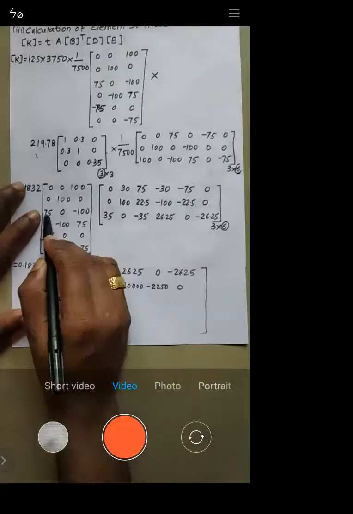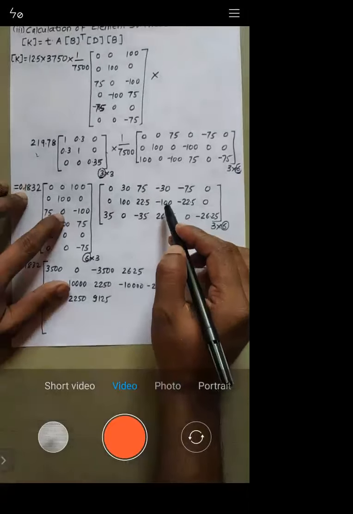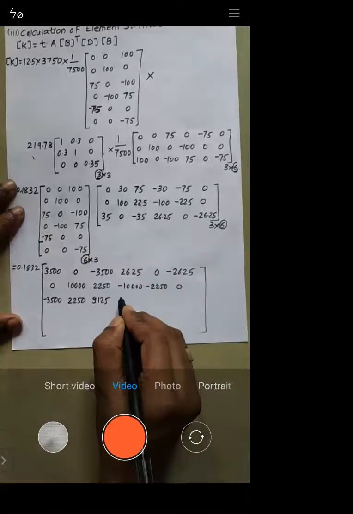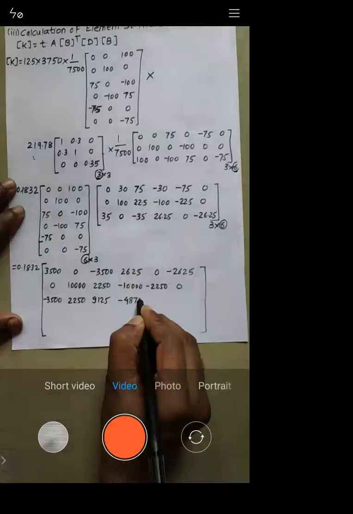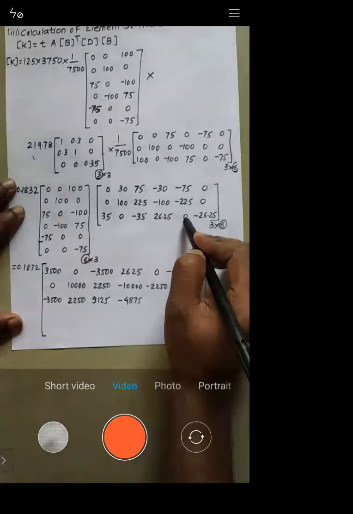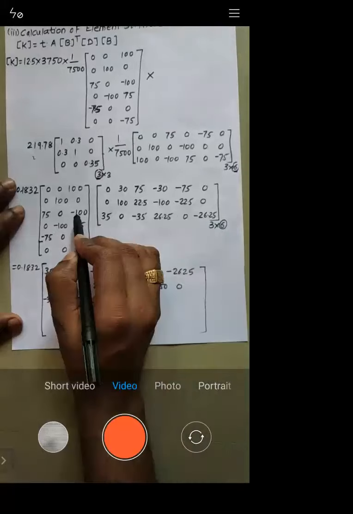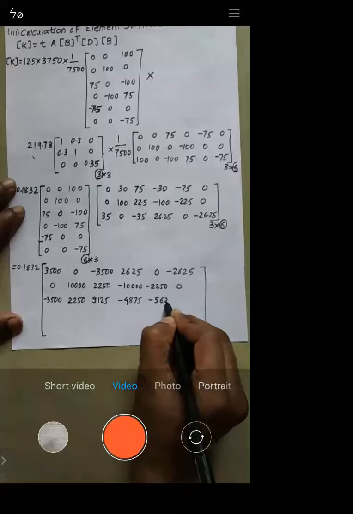Next, this row into this column, 75 into minus 30, right? Then 0 into minus 100. Then minus 100 into 26.25. Okay, this will come as minus 4875, right? Next, this row into this column, 75 into minus 75, 0 into minus 22.5, minus 100 into 0. So this will come as minus 5625.